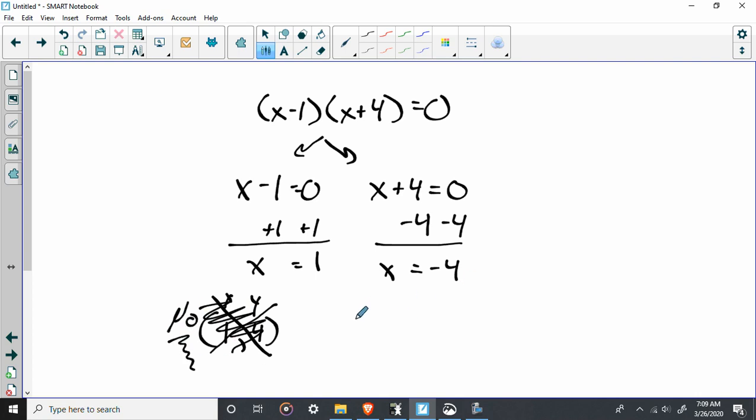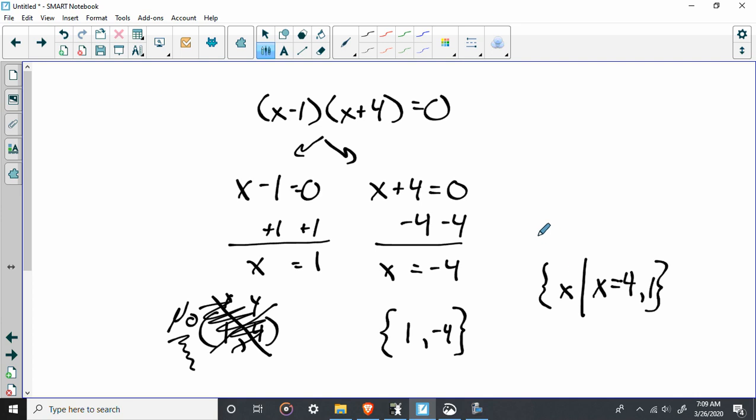If you really want to, you can write them in set builder notation. So you have to draw a little funny curly bracket thing, and then you can say 1, negative 4. So if you really are so inclined, you can write it like that. If you want to get really fancy, it's the set of x such that x equals 1, negative 4. But let's stick to either this or just leave it like this, x equals 1 and x equals -4. That's totally fine, okay? Good?